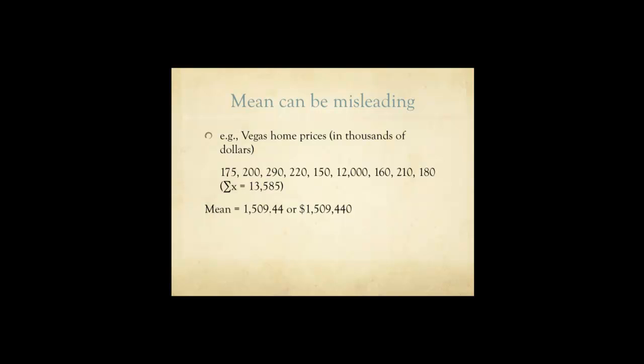And we can see that that is not right. The average price in reality of a home seems to be about $200,000, right? 175, 200, 290, 150, 160, give or take a little bit. The average is about 200, but the mean is very misleading. It tries to tell us that the average price of a home is 1.5 million or just above that, and that's because that outlier is like an anchor that throws it off.